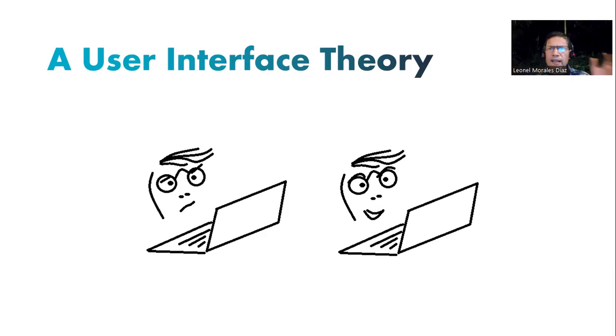We know a lot about users and computers, but we don't know much about user interfaces, which is the element that sits in the middle between the user and the computer. We need to advance a theory of user interfaces. And for that, the first element that we need is a good definition of user interface.